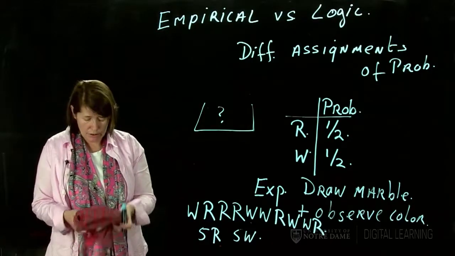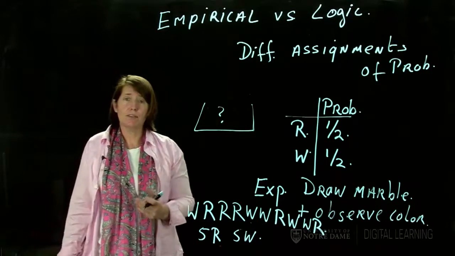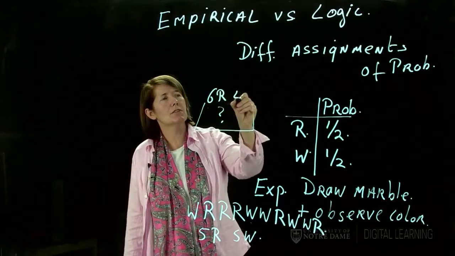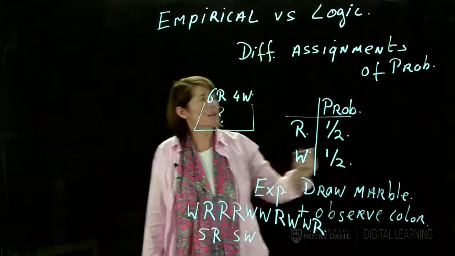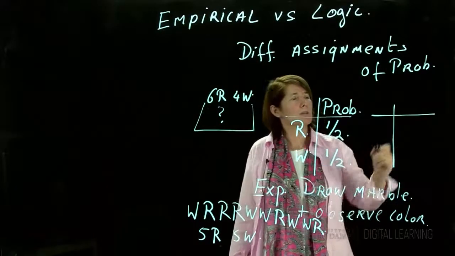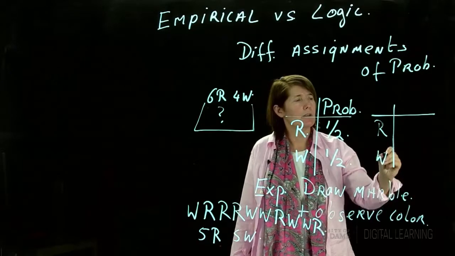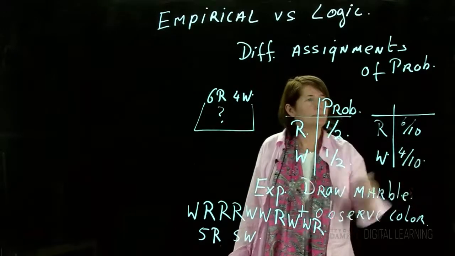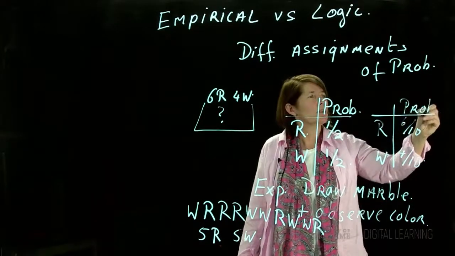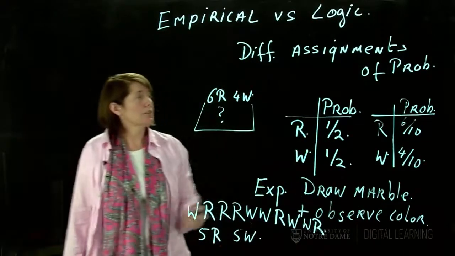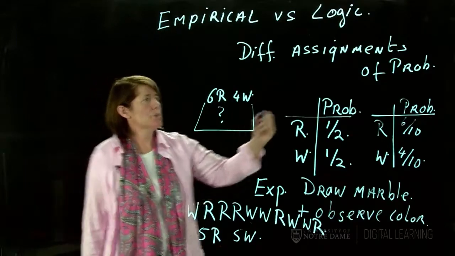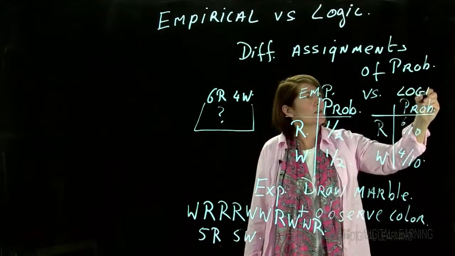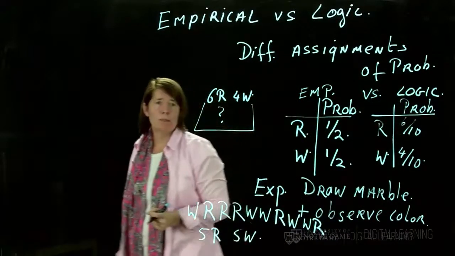Now if I actually look and check, it turns out that there are 6 reds and 4 whites. So now that I've looked, I know there are 6 reds and 4 whites in the bag. And knowing this, I would assign a logical probability to these two outcomes of 6 out of 10 and 4 out of 10. So we see we got a different assignment of probability from the empirical evidence as opposed to our logical assignment of probability.